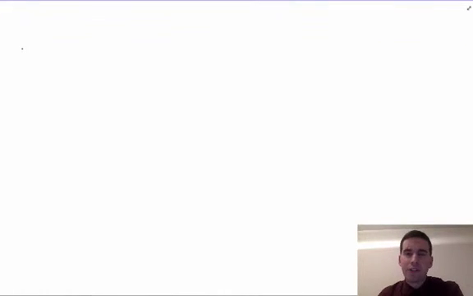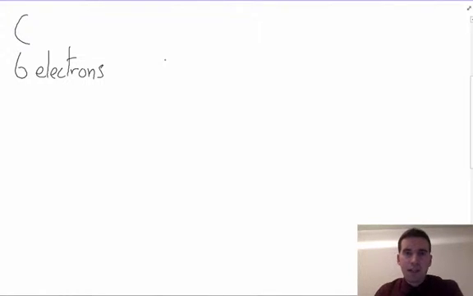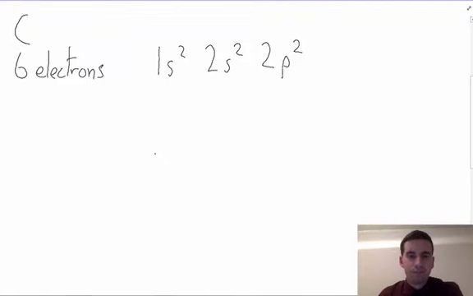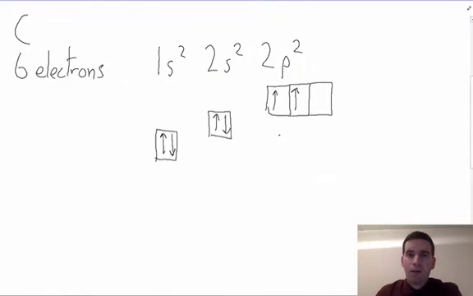We're just going to start with why carbon makes the number of bonds it does. Now carbon, as I'm sure you know, has 6 electrons. Now when we write that as its electronic structure, that comes out as 1s2, 2s2, 2p2. And if I draw this, you can see that we have 2 unpaired orbitals, the 2px and the 2py.